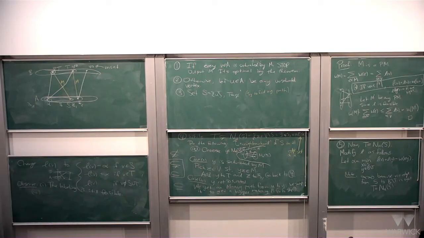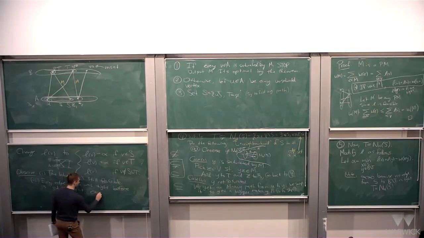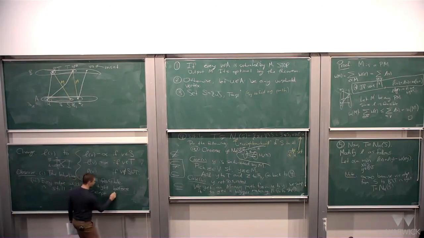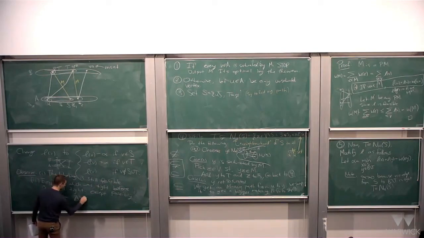The second observation is that every edge which was tight before is still tight. Actually, that's not quite true. Except, yeah, this sort of edge won't be tight. Except possibly edges from A minus S to T. But that's going to turn out to not really matter.